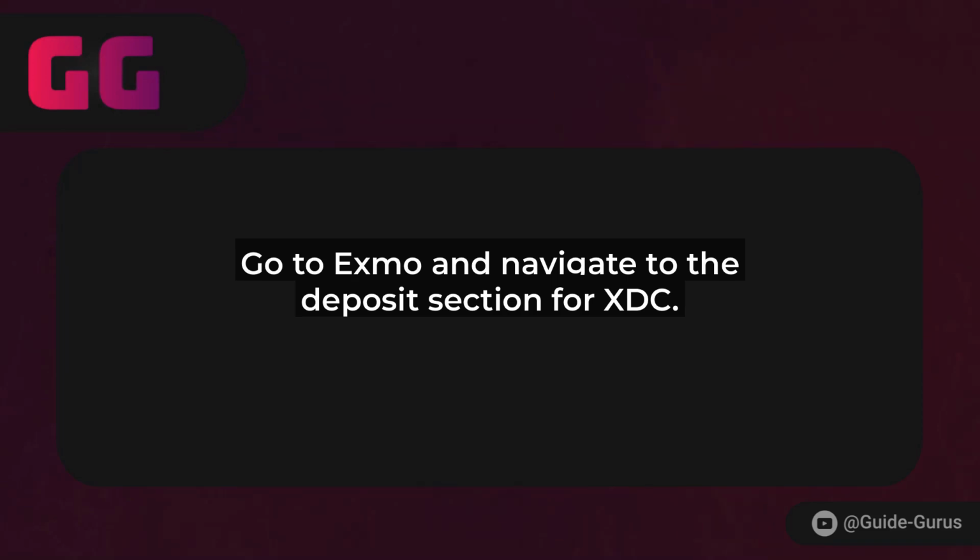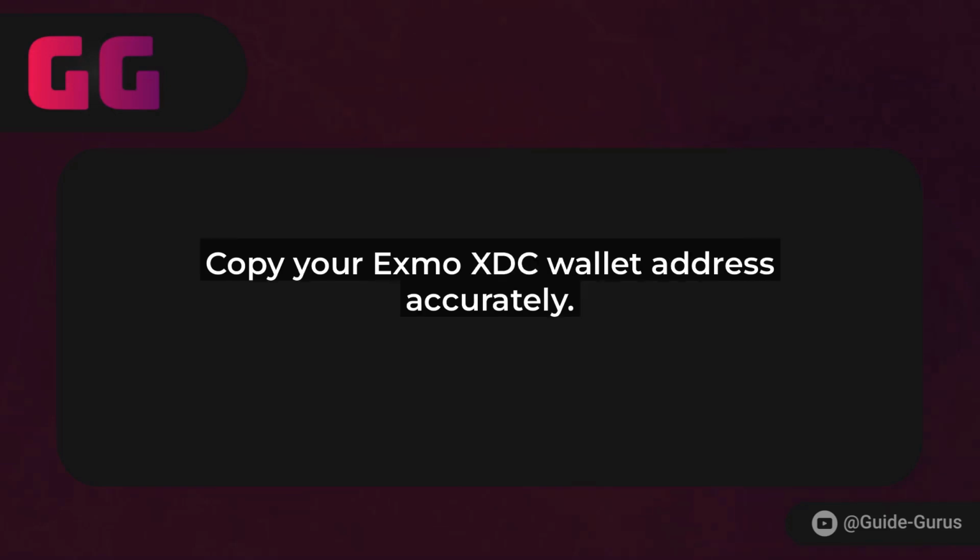Once you're in, select the amount of XDC you want to transfer. Remember, fees can vary, so keep an eye on that to avoid surprises. Next, you'll need the XMO wallet address. Hop over to your XMO account, go to the deposit section, and select XDC. Copy that unique address. It's crucial to get this right to prevent any loss.